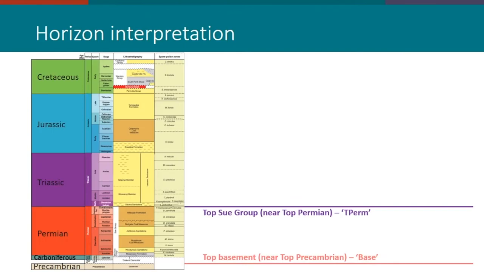Above are the near-top Permian horizon, corresponding to the top of the Sue Group, and the top of the lower Triassic Sabina Sandstone, which together form a coherent reflective seismic package.